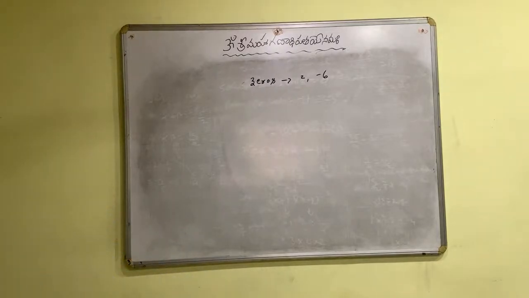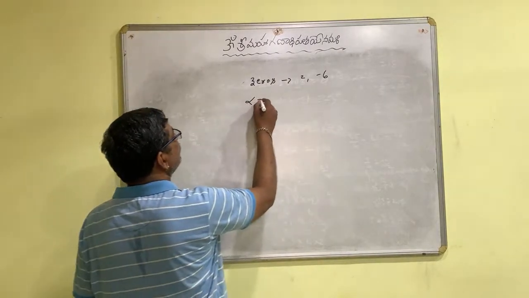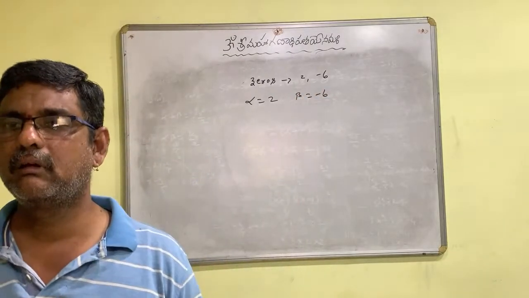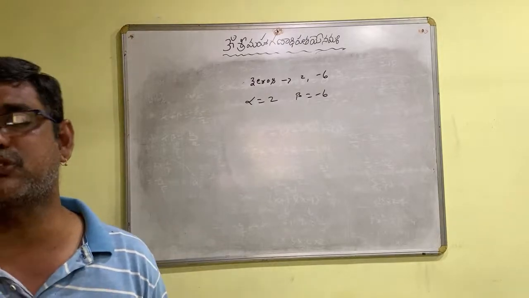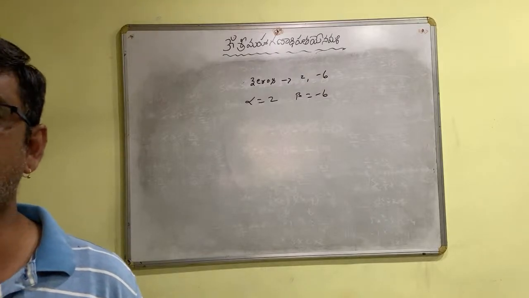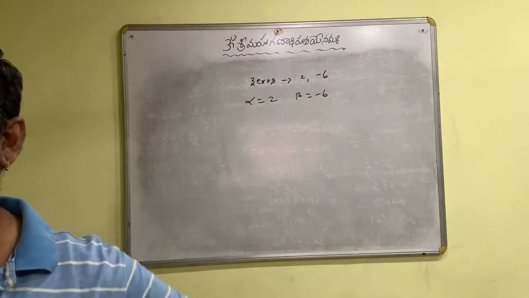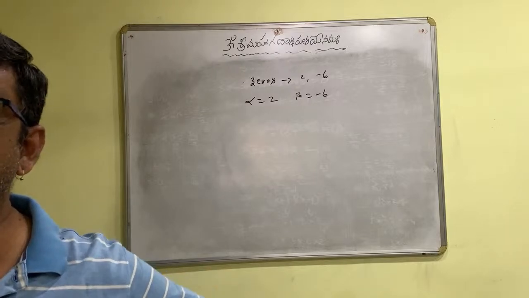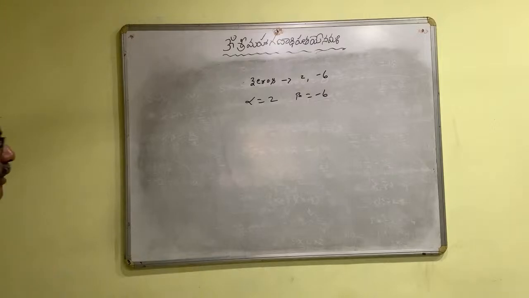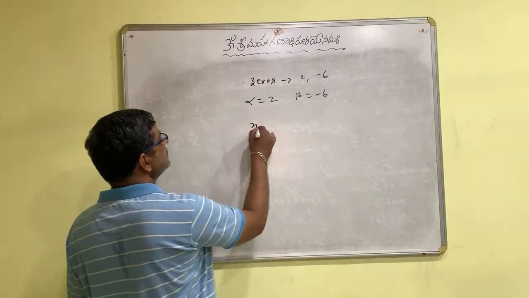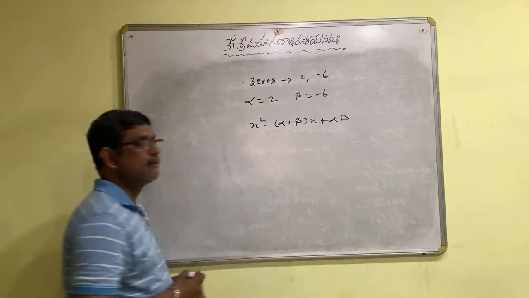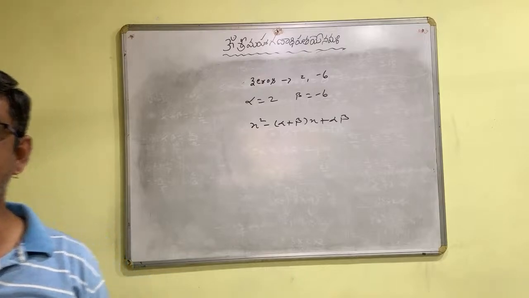Zeros are given. That means alpha is 2, beta is minus 6. In the previous problems, sum of zeros and product of zeros were given. We need to find out the polynomial. Now zeros are given. Alpha is given, beta is given separately. We need to find the polynomial. So whatever it may be, the formula is same.